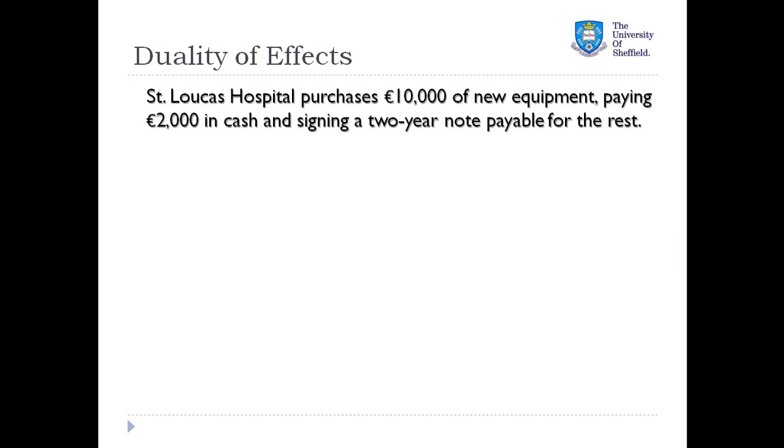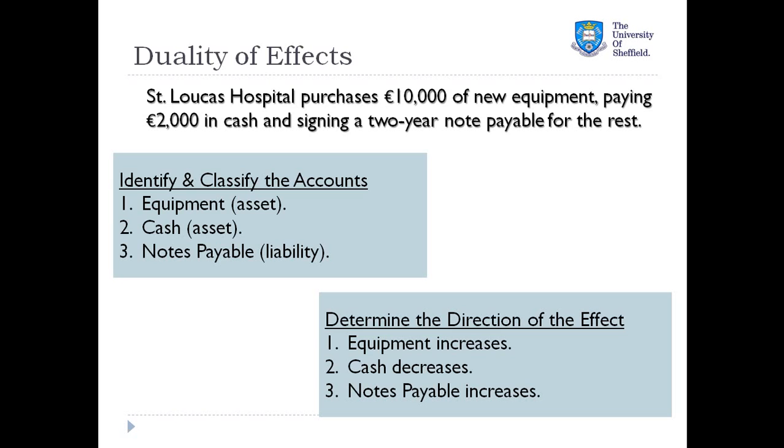Finally, for the St. Lucas Hospital purchases, we have another example. It purchases 10,000 euros of new equipment, paying 2,000 in cash and signing a 2-year note payable for the rest. So we have a more complex transaction taking place. Again, we have to identify and classify the accounts. Let us take it step by step.